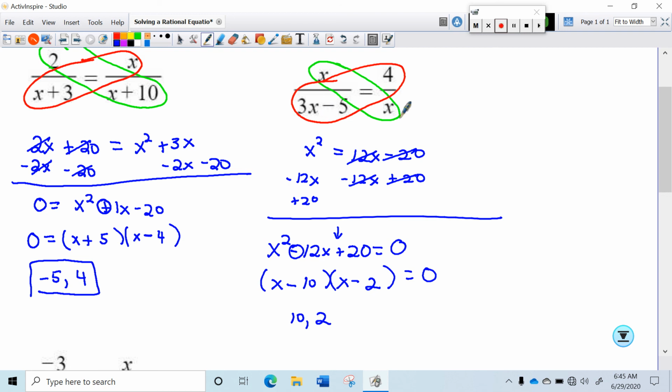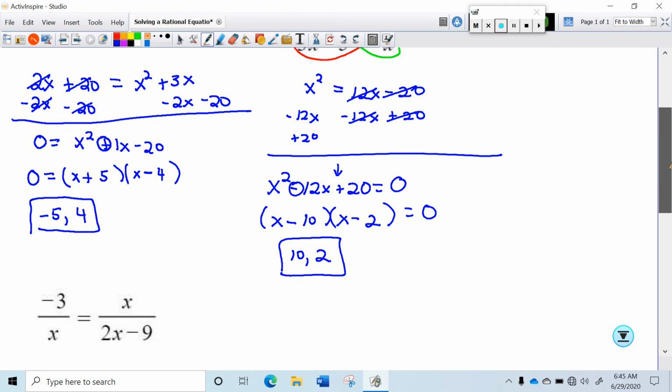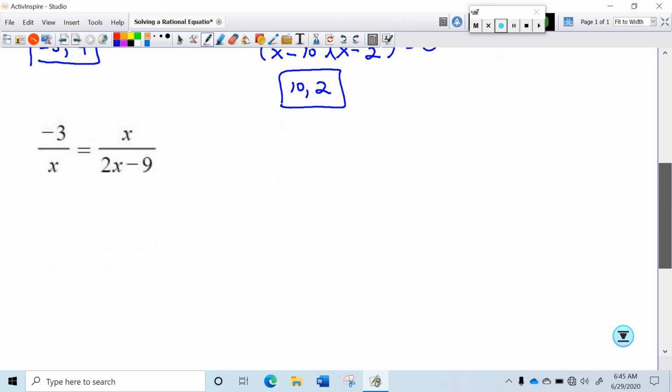Neither one of those makes the denominator 0 because if you put 10 in, you've got 30 take away 5, or 10, on one side and 10 on the other. And then 6 take away 5, nothing equals 0. So those are your 2 answers, 10 and 2. If one of them were to equal 0, then that particular number would not be part of your solution.